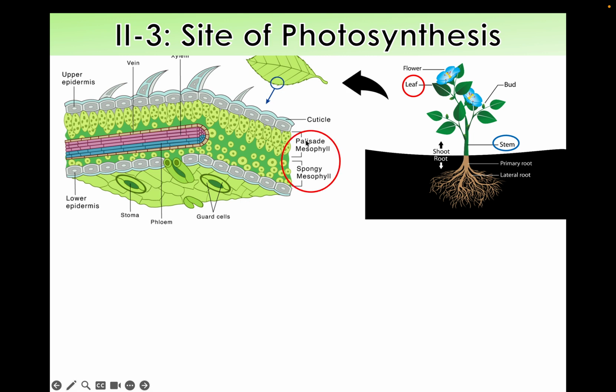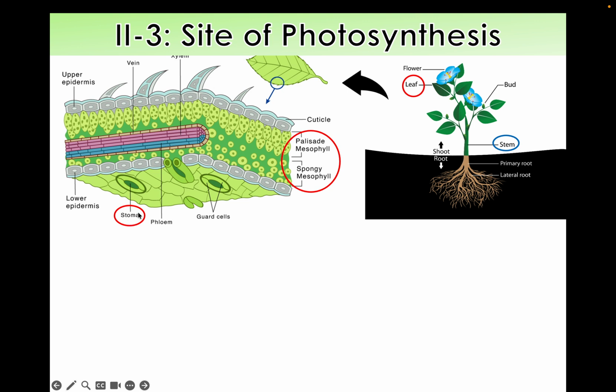So if you look here in the leaf, they are made of mesophyll cells. Mesophyll cells have a ton of chloroplasts inside of them. So they're not just like regular plant cells. They have more chloroplasts than other cells do. So if you look here at the picture, this is the leaf, and this would be the epidermis of the leaf.